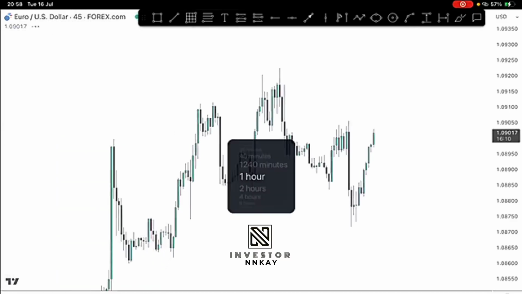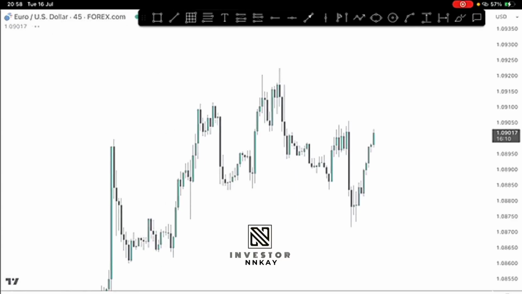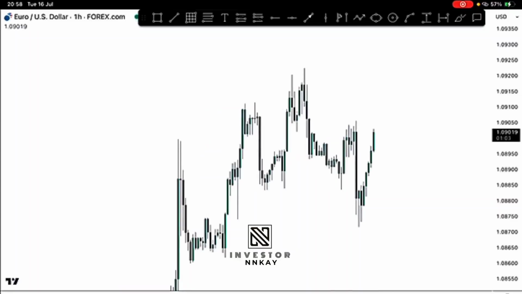So let's set our tool at 1 hour. And truthfully, when I'm analyzing the chart for a day trade, I like to use the 1 hour time frame because of something I learned from ICT.